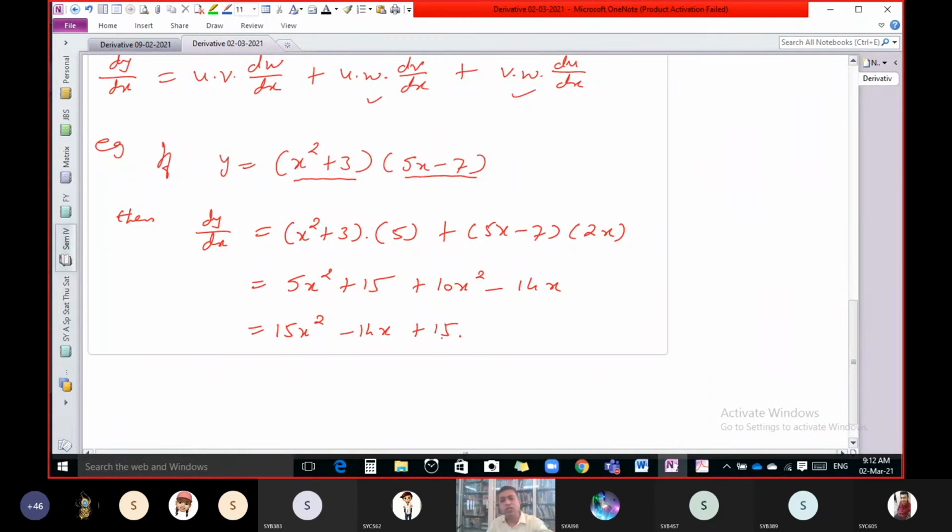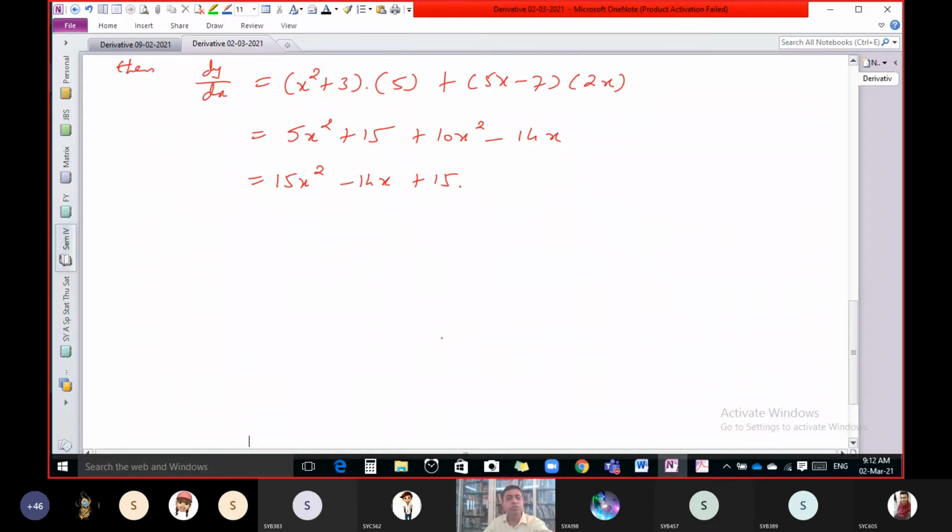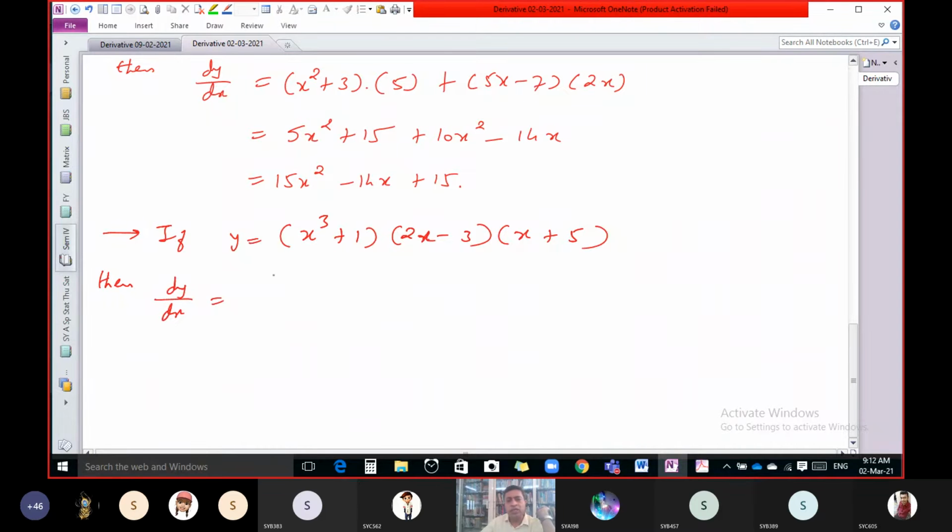Okay, if we have three functions, a multiplication of three functions, let us take one more example. If y equals (x cube plus 1) into (2x minus 3) into (x plus 5), and if you want to find dy by dx, what we have to do is keep the first and second functions as they are, meaning x cube plus 1 and 2x minus 3 as they are. Now what is the derivative of x?